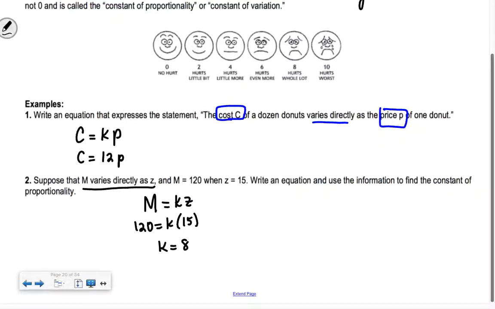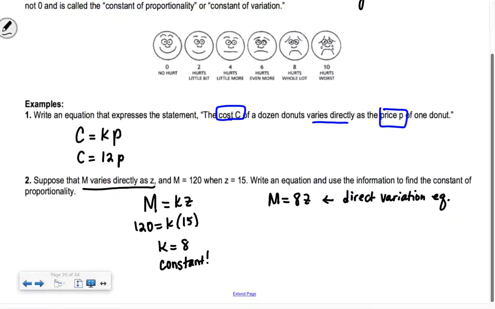So this is our constant. What a constant means is it's going to be the same throughout the rest of the problem. So we rewrite, this is m equals 8 times z. This is now our direct variation equation. Sometimes, like on the test, I'll say, write the new direct variation equation. Once you find the constant, write the new equation. So we have that, and then it says, write an equation and use it to find the constant of proportionality. So we did that. Now if I said, find z when m is equal to like 360, you would just plug in 360 to find the z. Okay, and that's how the next ones are.